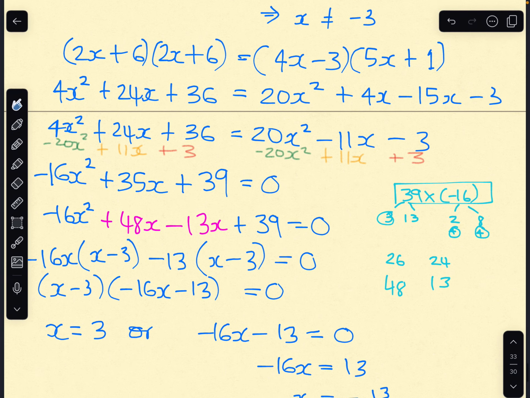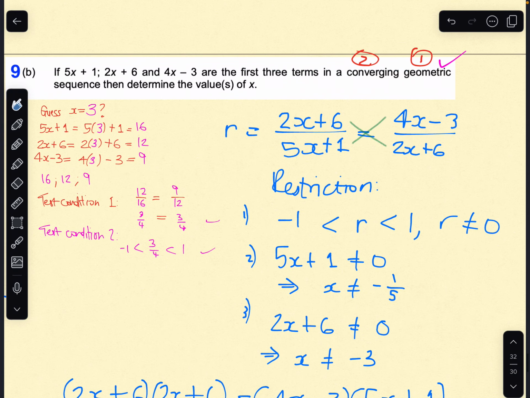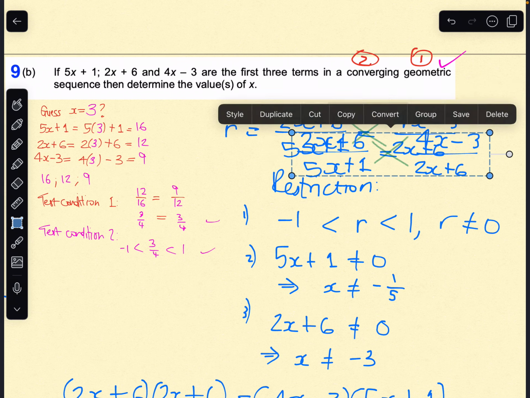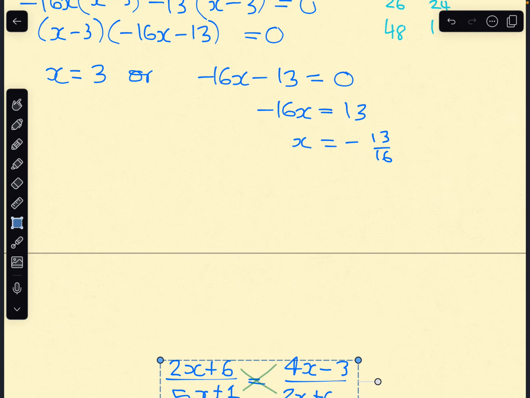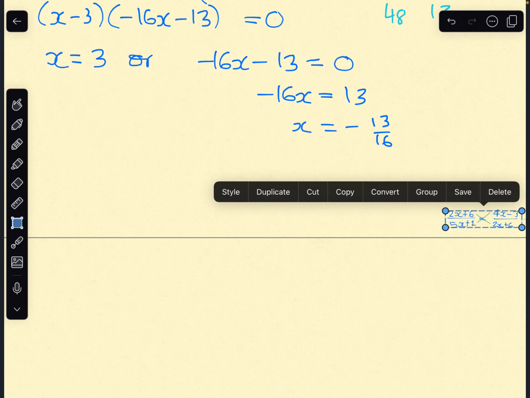But now we said that we just need to make sure that none of the restrictions are violated. So we need to make sure that our r is between minus 1 and 1, right? Because none of our x's violate these restrictions, so we're good. Okay, so let's check then. I'm just going to keep this on the side here.